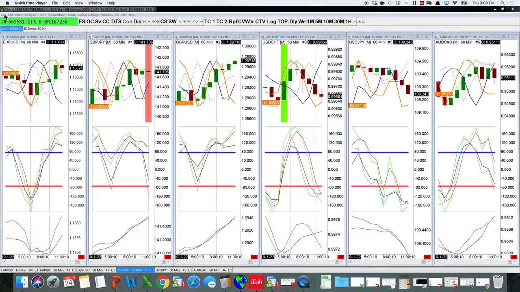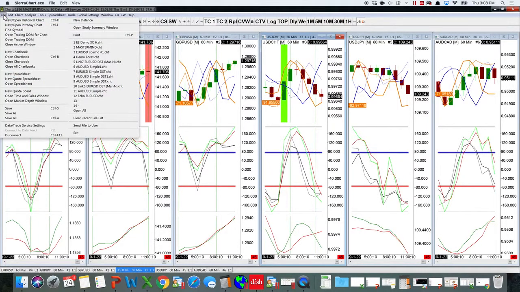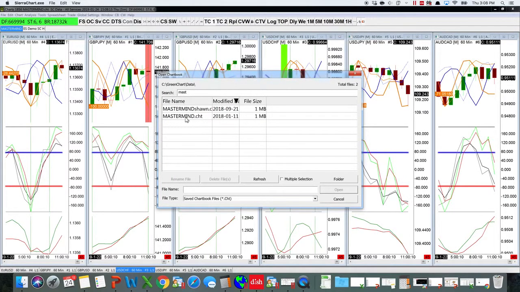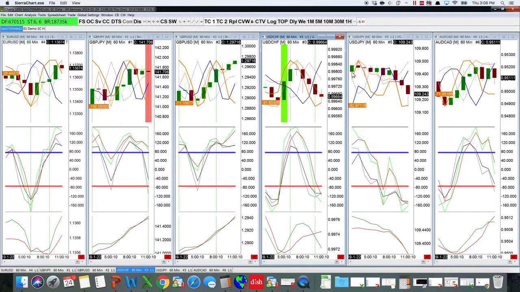One of the things you're going to need, just like Dirty Pressure, is the file. Open chart book, go to Mastermind, make sure you're on the Mastermind chart, and click open. So: file, open chart book, Mastermind. That's how you get to this file. It's going to load up all of these pairs: Euro USD, Pound Yen, Pound USD, CHF, USD JPY, and Aussie CAD. These are the pairs you're going to trade using the Thick Orange trade.